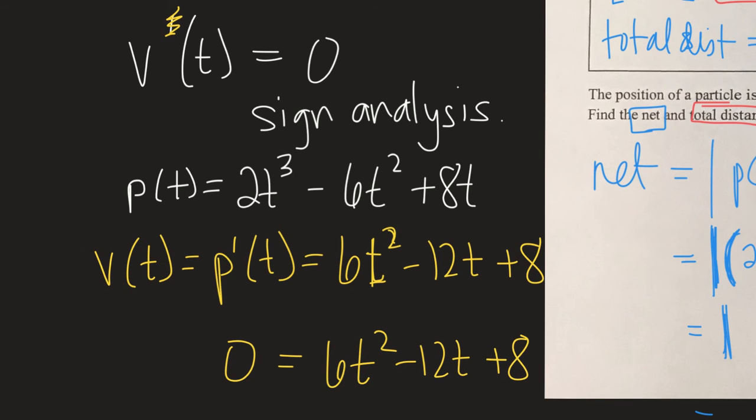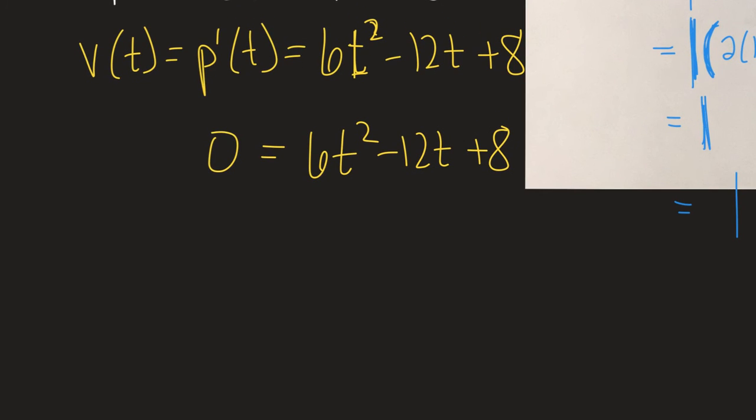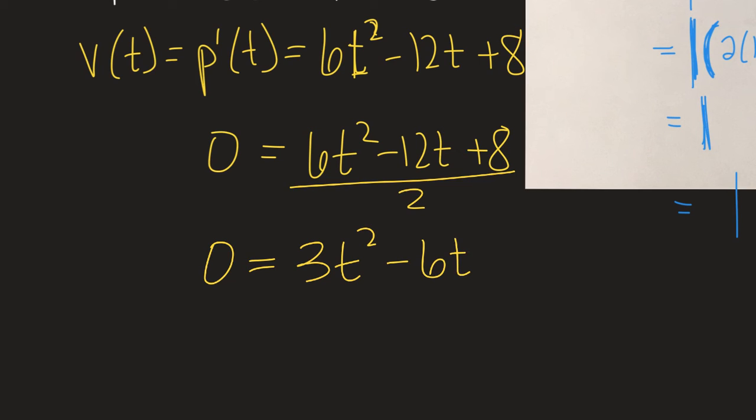Okay, so we can simplify this a little bit, right? We can divide all these numbers by 2. That might make it a little bit easier for us to see. So we have ourselves this quadratic. I would really love it if this were factorable, because that's the easiest way to solve a quadratic.